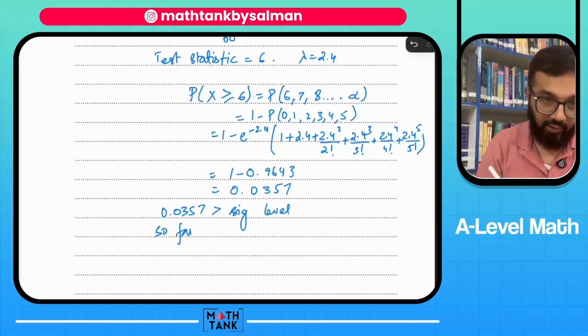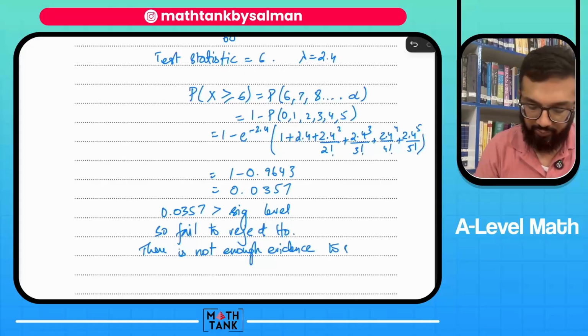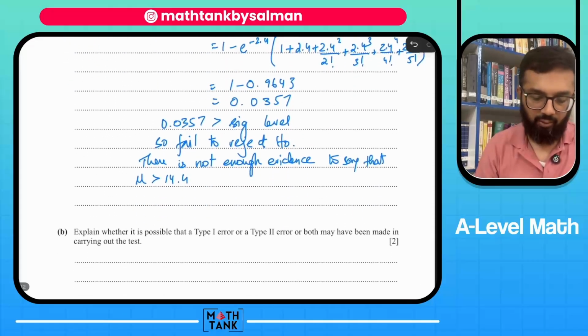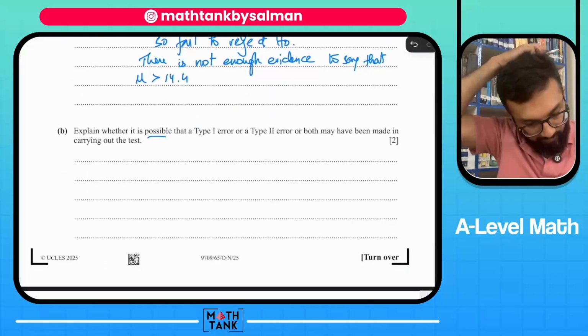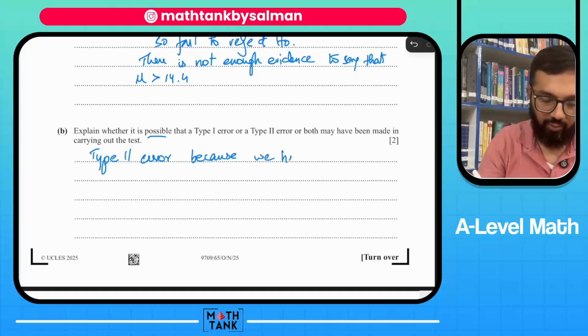So fail to reject H naught. There is not enough evidence to say that mu is greater than 14.4. Okay, explain whether it is possible that a type 1 error or type 2 error may have been made. Type 2 error because we have failed to reject H naught.